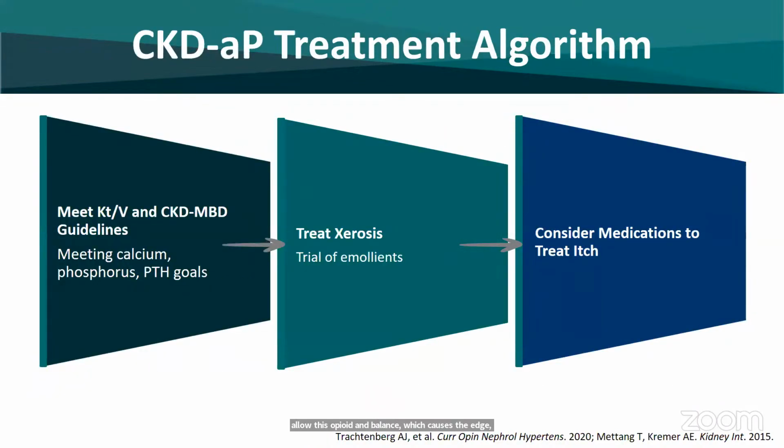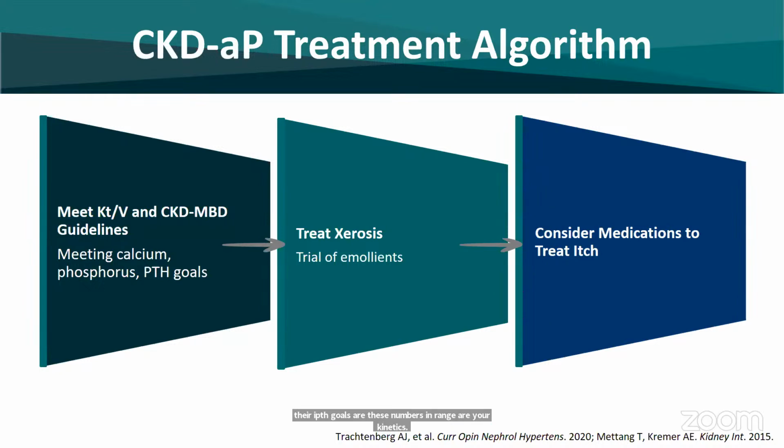So how do you treat this? We need algorithms, we need protocols, we need guidelines on managing our patients. When I have patients who are itching, I immediately think of hyperphosphatemia. Are they well dialyzed? So we think about guidelines with kinetics, Kt/V. And we also think about MBD guidelines. Are they meeting their calcium, their phosphorus, and their iPTH goals? Are these numbers in range? Are your kinetics in range?